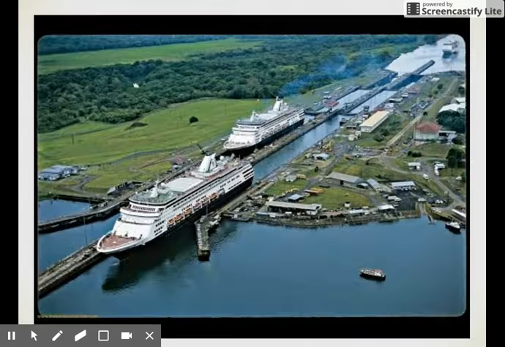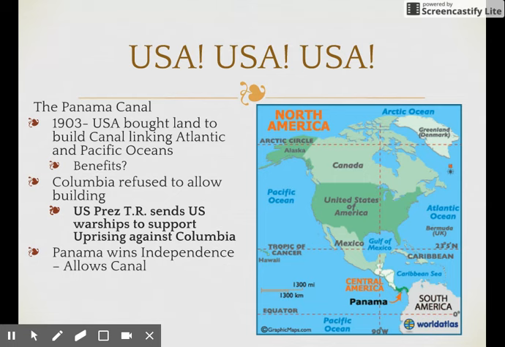Some other examples of U.S. imperialism is the Panama Canal. Panama is going to want to break away from Colombia. We're going to help them, and in return, they're going to let us build the Panama Canal. Now, the Panama Canal is going to be extremely important because it's going to cut ocean travel from East Coast to West Coast in half.